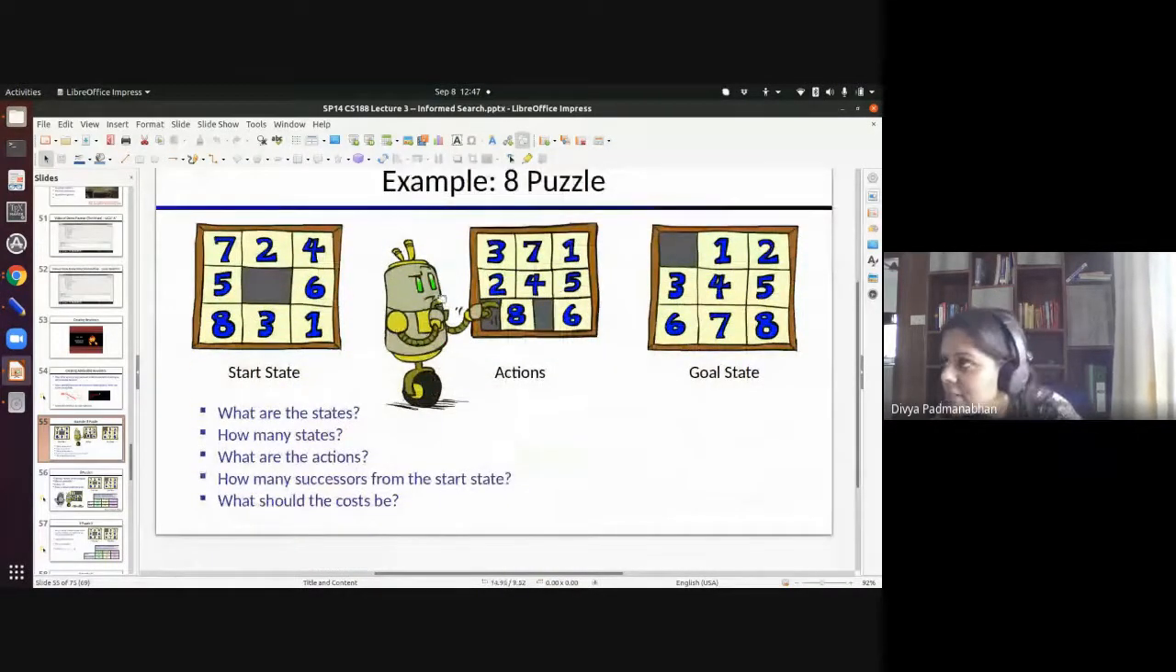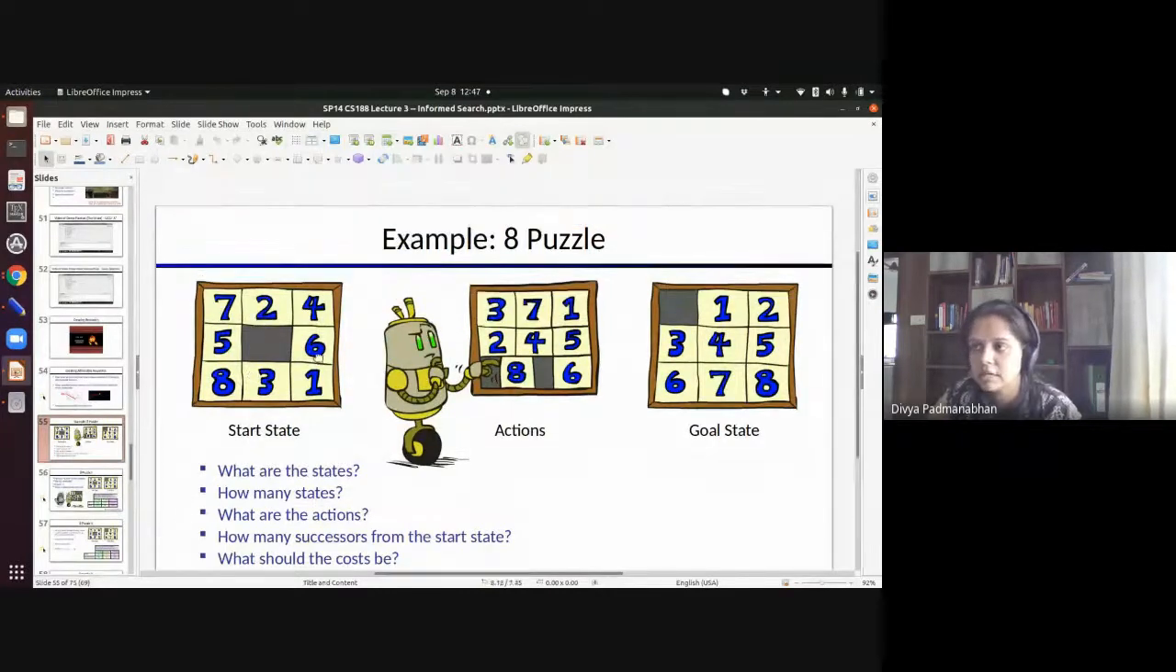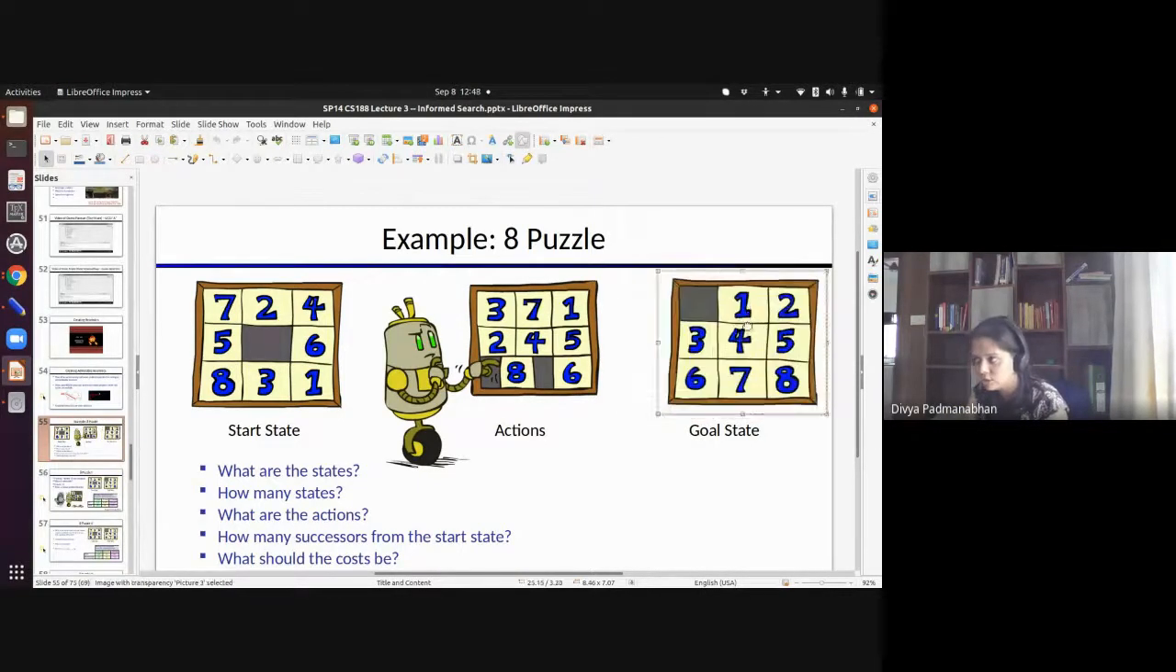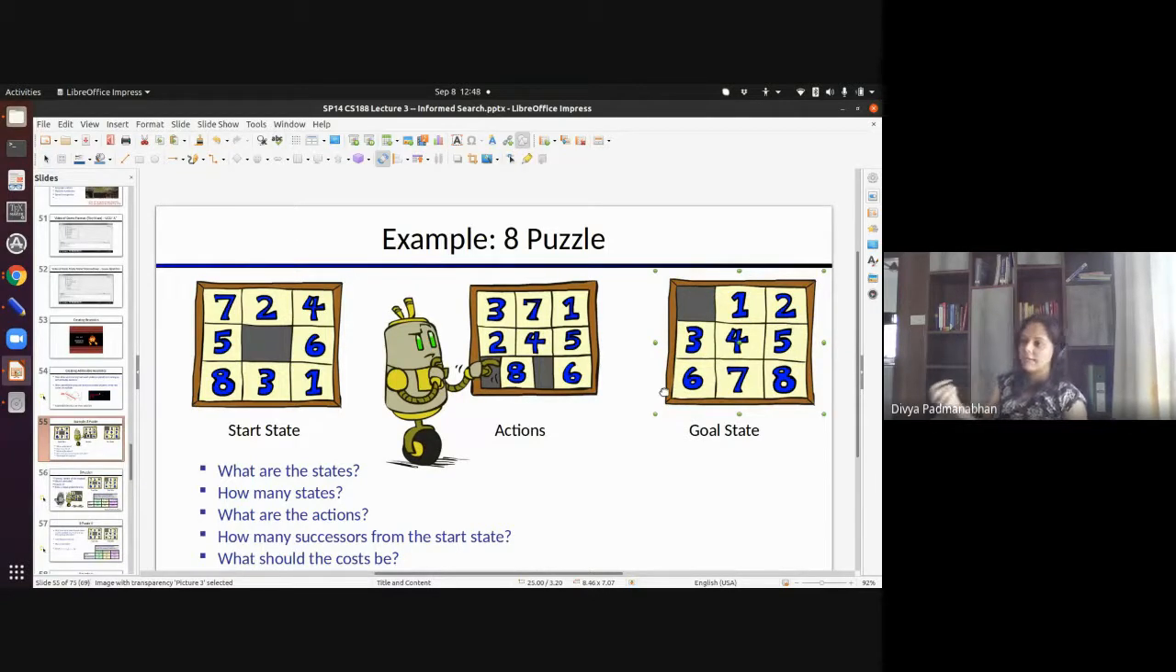Here the puzzle is just this. It's a 3x3 grid, and there are numbers from 1 to 8, and there is a blank tile. What you want to get to is this last state. Is the cursor visible to you? Yes, ma'am. Cool. So you want to get to this goal state, where the numbers are contiguous: 1, 2, 3, 4, 5, 6, 7, 8. So what is the sequence of actions to take?